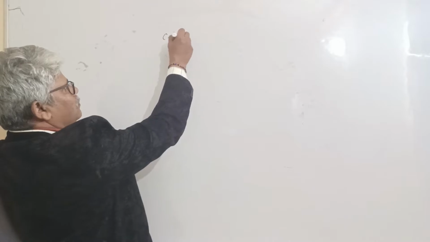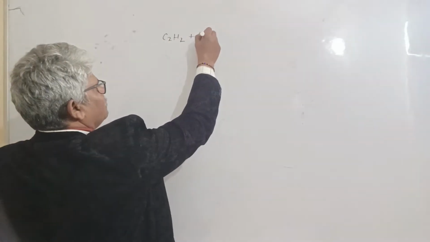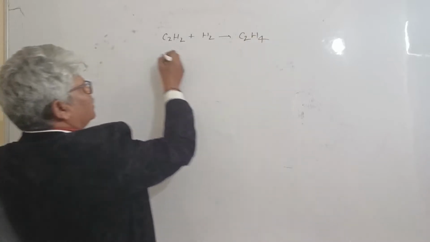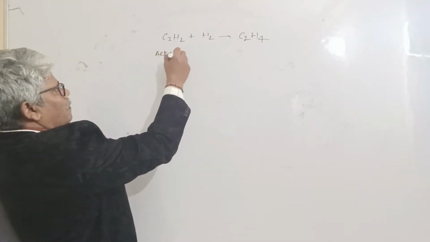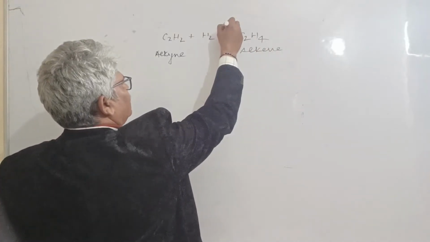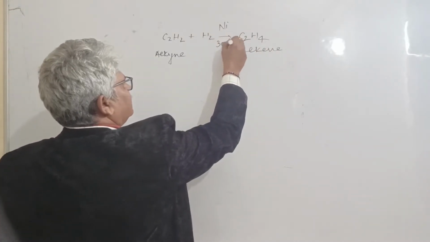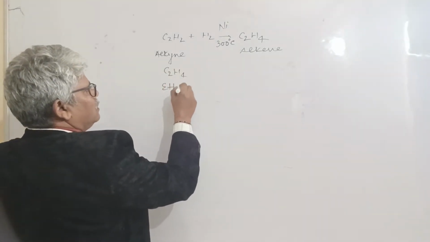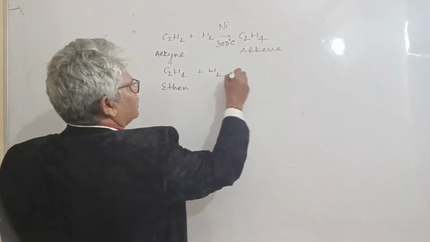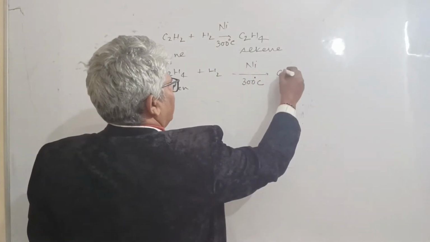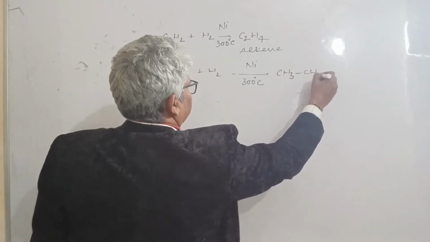Alkyne can be reduced to alkene in presence of nickel at 300 degrees centigrade, and alkene can be reduced back to alkane.